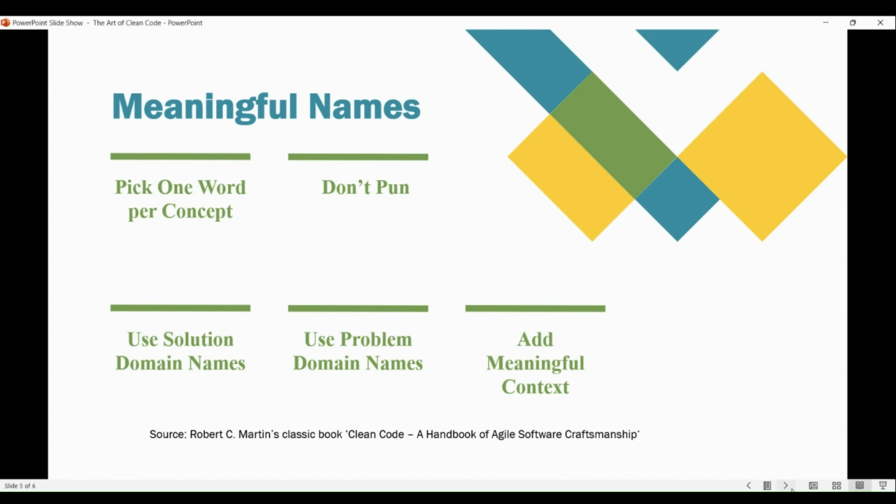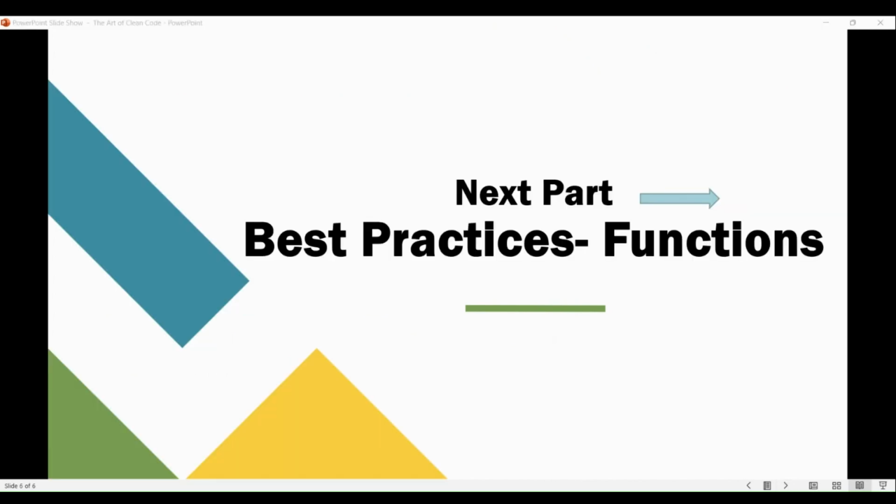And in the next part, we will discuss the best practices of clean coding for functions, the building blocks of our program. We'll try to explore how we can write small, readable, and simple functions that serve our purpose.